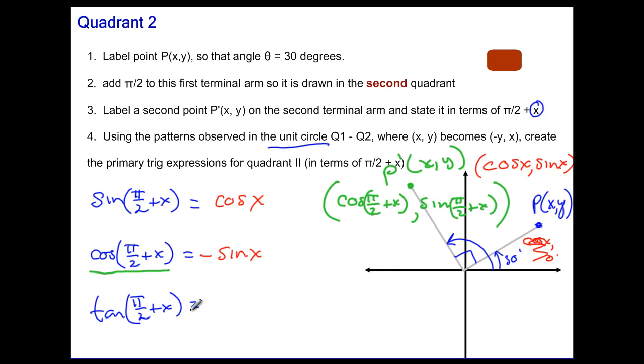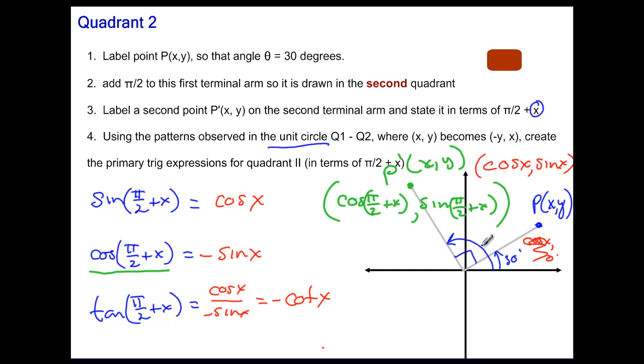And tan, well, think of your identity. Tan is equal to sine over cos. So the sine value is cos x, and the cos value is negative sine x. And that simplifies to become negative cotangent x. So that was fairly quick. So you may want to pause and rewind this video and watch that again to see what happens.